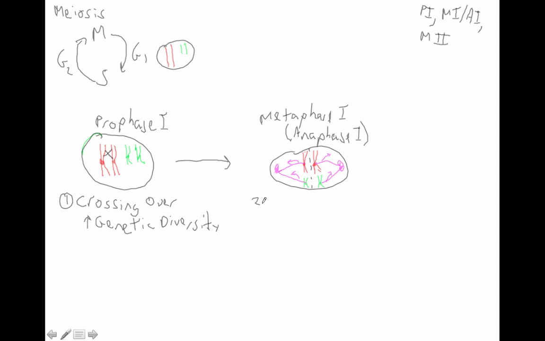Now, this also increases genetic diversity. And so how does it do that? It does that because the way that the chromosomes line up along this center line here is completely random. For instance, this red chromosome that's on the right now could have ended up on the left, and vice versa. And the green chromosomes, the same holds true. How they line up on either side of this center line is completely random. And because of that, we get differing assortment of the genes. And so what we're going to call this is random assortment.